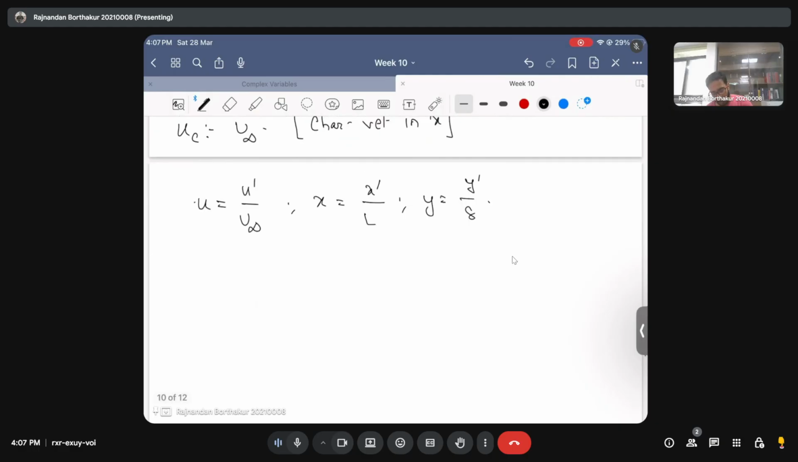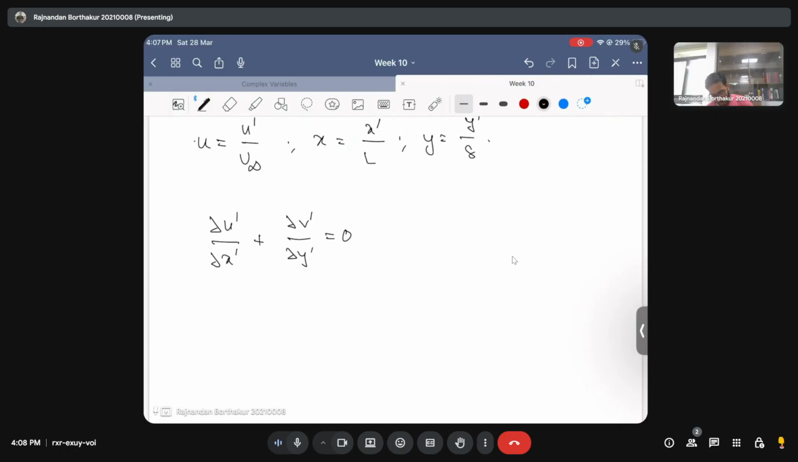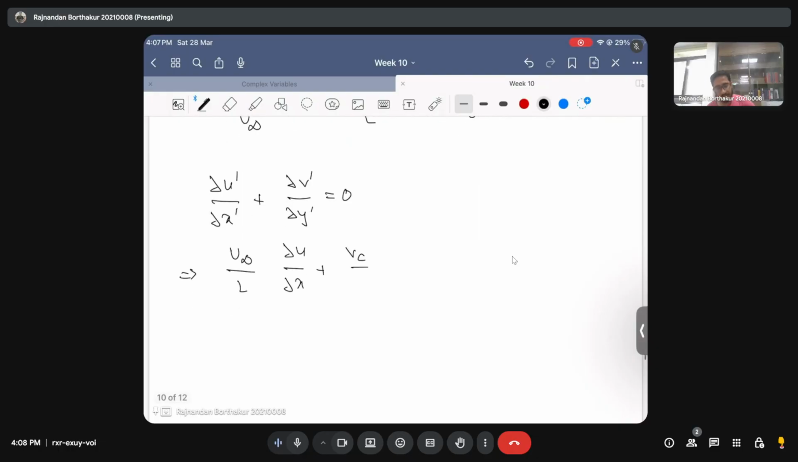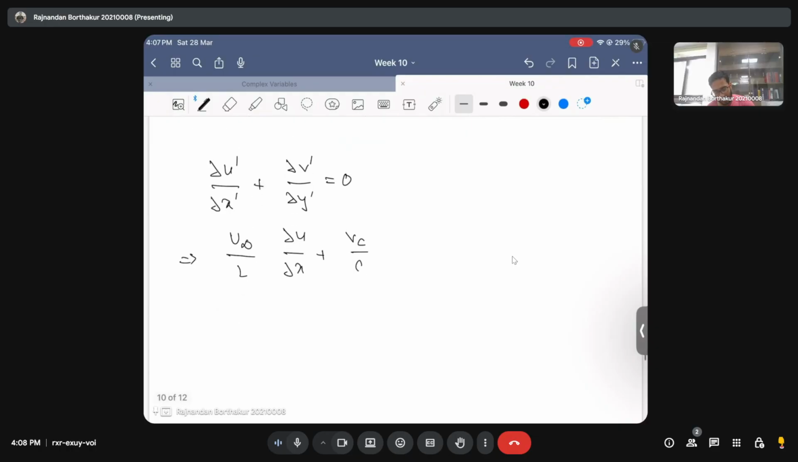Okay, so from the continuity equation, I have del u prime by del x prime plus del v prime by del y prime equal to 0. This is something that we have been doing, finding out the non-dimensional variables, so we'll be doing this fast. This means u infinity by L del u by del x plus Vc by delta del v by del y equals 0. We don't know the characteristic velocity in the y direction, which is Vc.